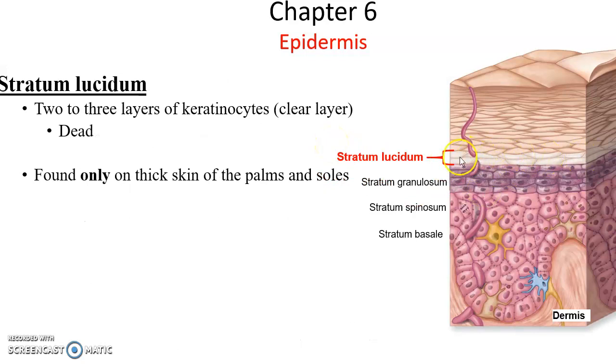Superficial to that is stratum lucidum. Lucidum is 2 to 3 layers of cells thick. These cells are dead, there are no nuclei. And the stratum lucidum is only found in thick skin, skin found in the palms of the hands, soles of the feet.